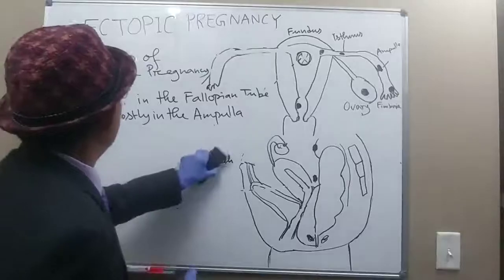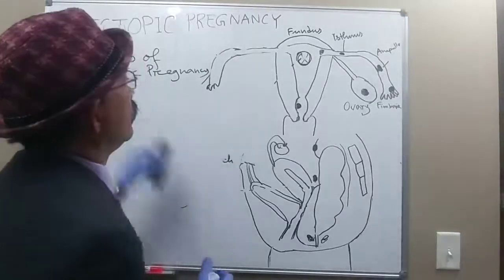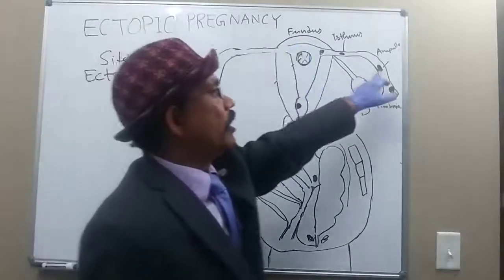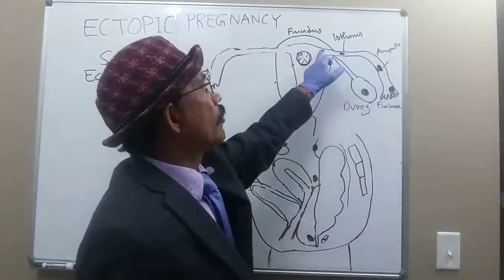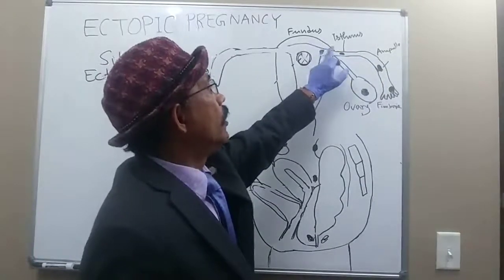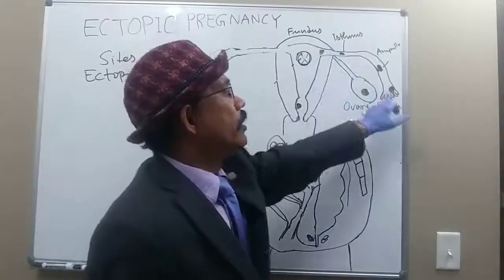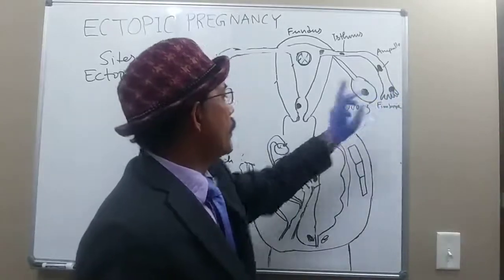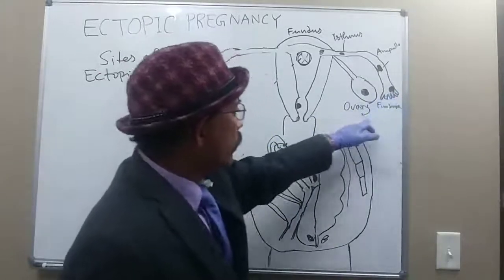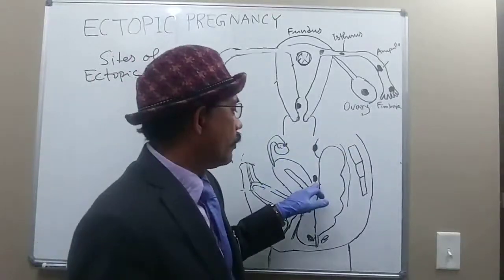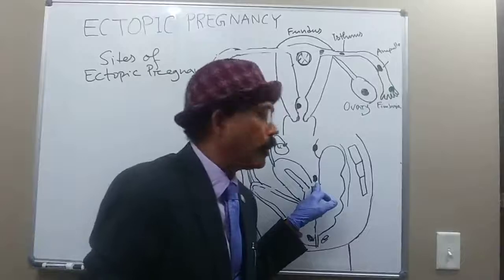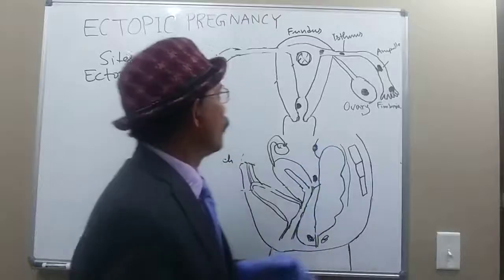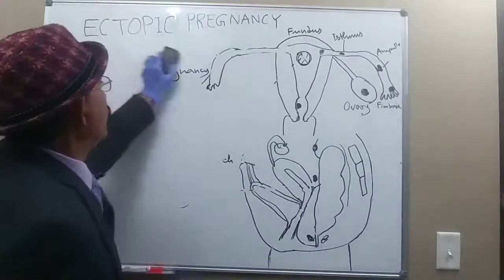We got the sites of ectopic pregnancy. Again, the normal site is here. If it is not here, then it is an ectopic pregnancy. It may be in the ampulla, the isthmus, the cornu of the uterus or intramural part of the fallopian tube, the fimbriated end of the fallopian tube, the ovary, the abdominal cavity, the pouch of Douglas or rectouterine pouch, the wall of the intestine, or the omentum. So we got the sites of ectopic pregnancy.